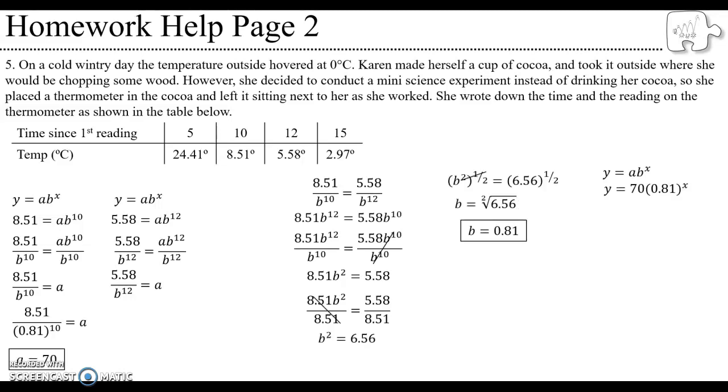All right, and then we just plug it back into our equation for a times b to the x. And we get y equals 70 times 0.81 to the x. And I'm going to get back to you guys.